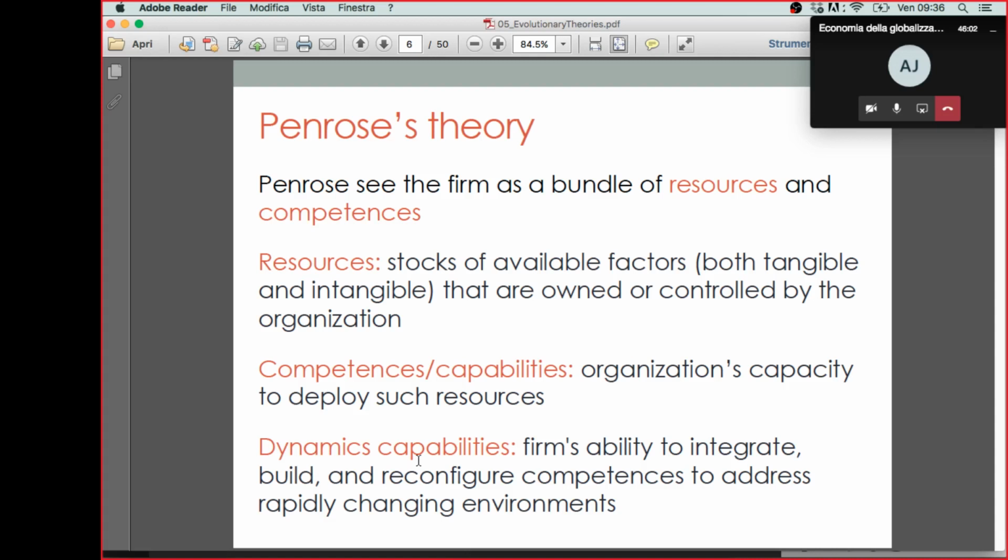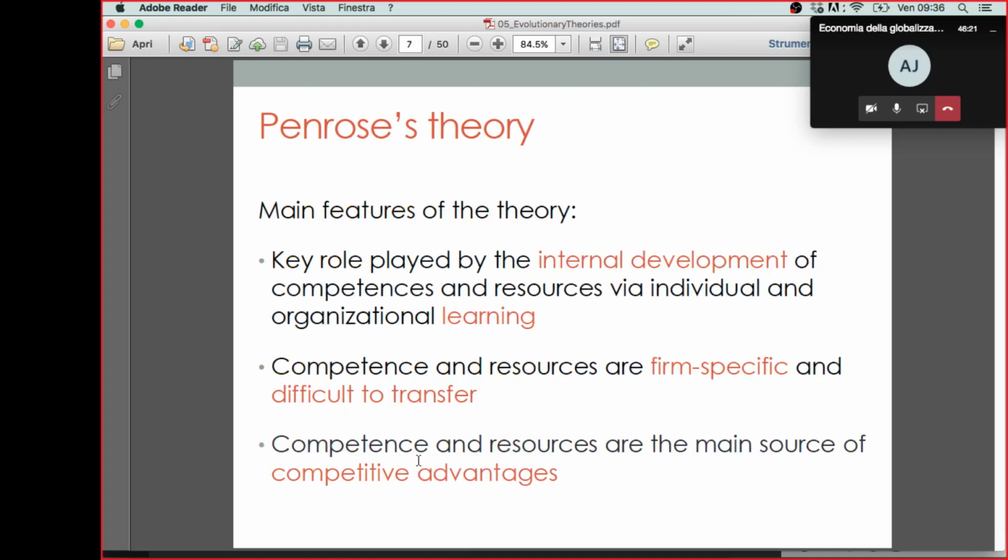So the approach of Penrose is to extend the neoclassical approach by considering resources and capabilities, and on top of this, Teece, Pisano, and others add the idea of dynamic capabilities. Okay. Now, what are the main characteristics of this theory?